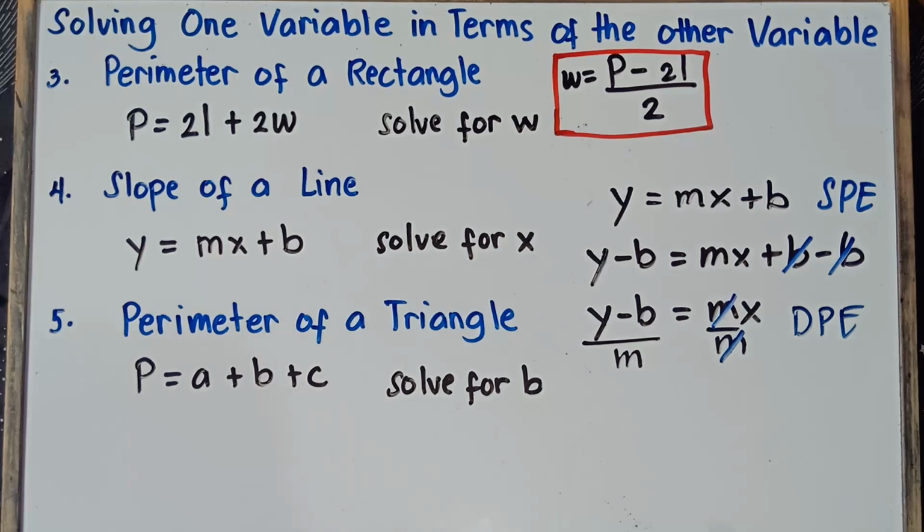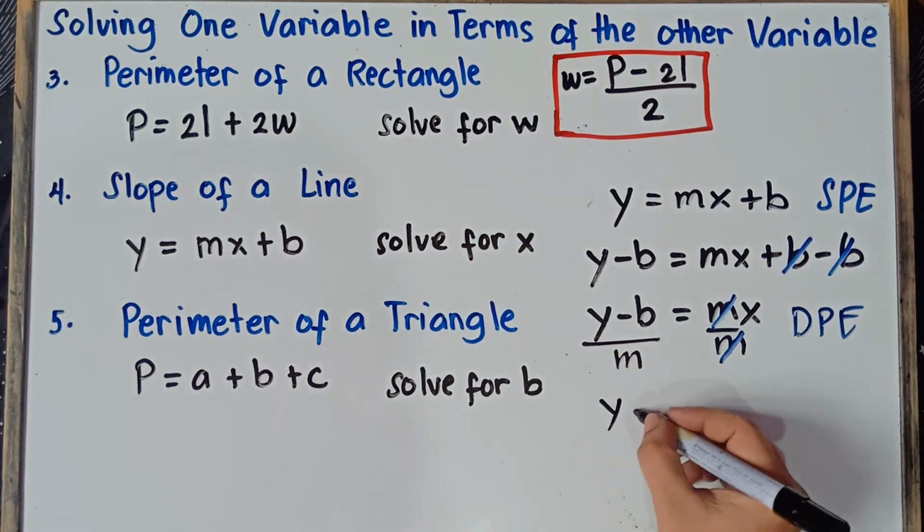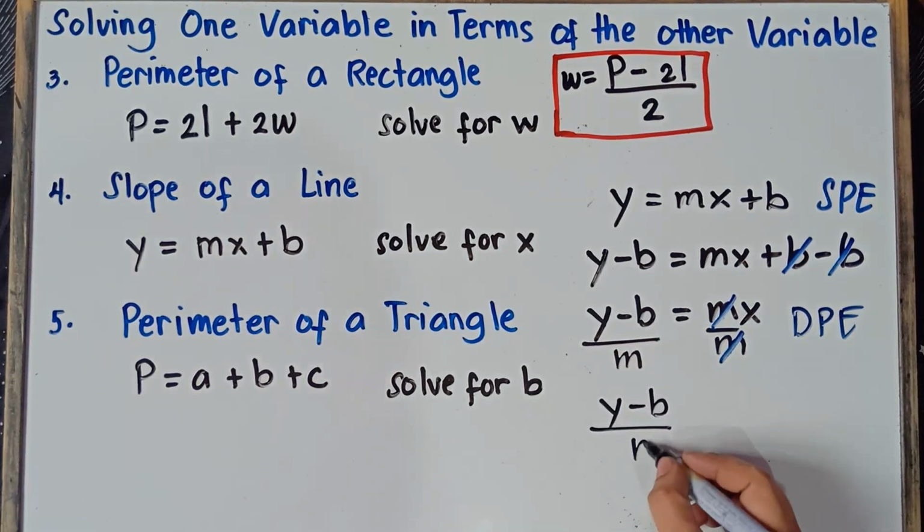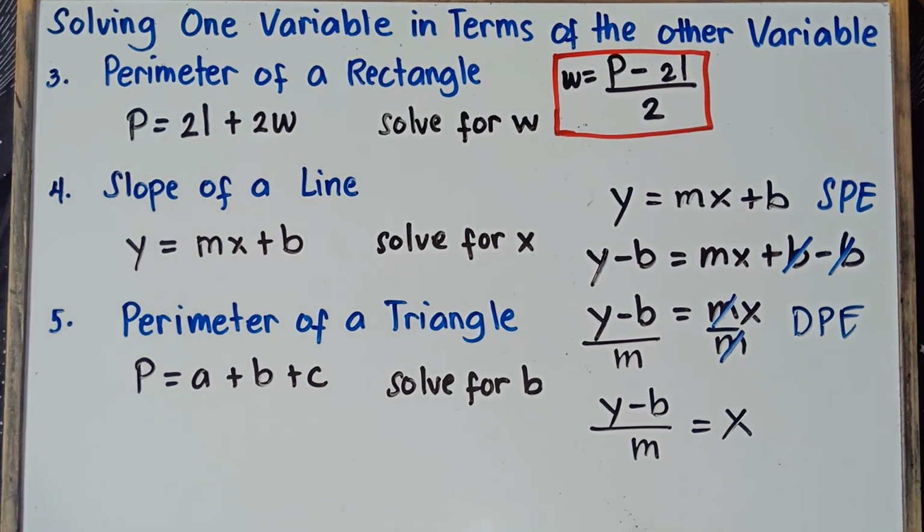And then that's it, class. This will be your answer. So copy this one, y minus b over m equals x. That's it, class. This is your answer with regards to example number 4.